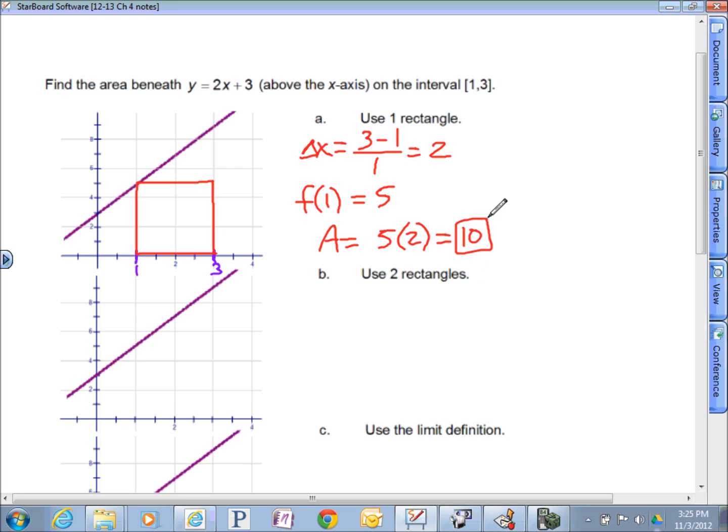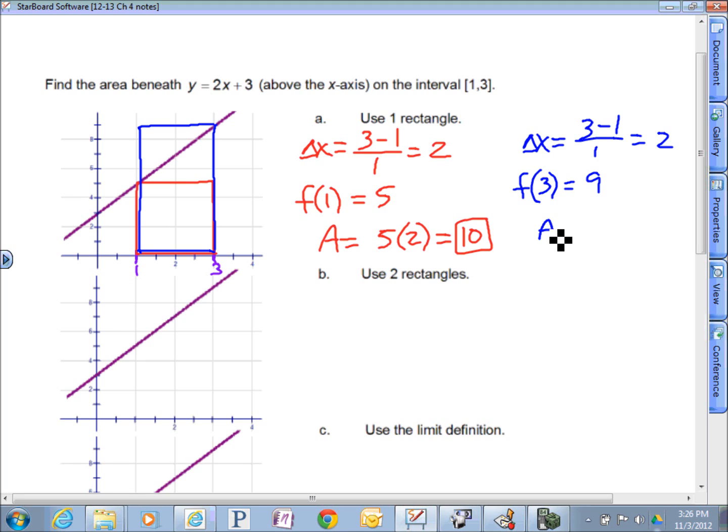If I wanted to use the right endpoint, the blue one is going to be way too high. It's not going to be any good. Change in x is going to be the same thing. Change in x doesn't matter. It just matters how many rectangles you're using. It's still going to be 2. But this time I'm going to do f of the right endpoint. What's my right endpoint of that rectangle? It's 3. What's f of 3? 2 times 3 is 6, plus 3 is 9. This area, 9 times 2, or 18.